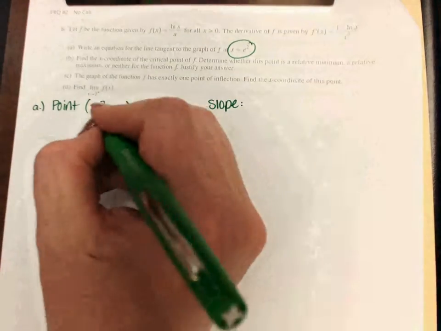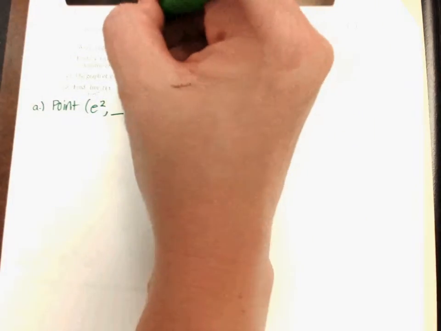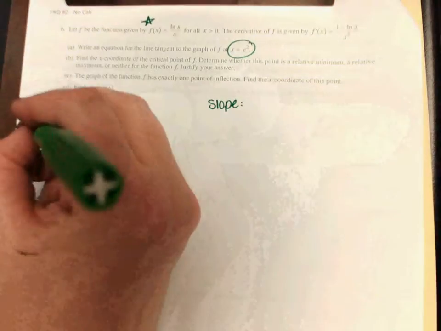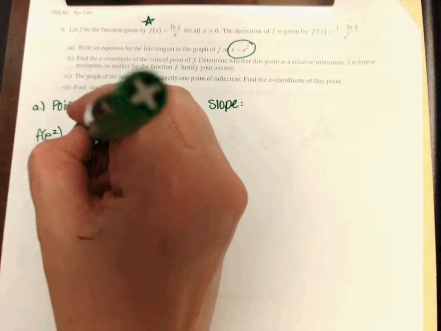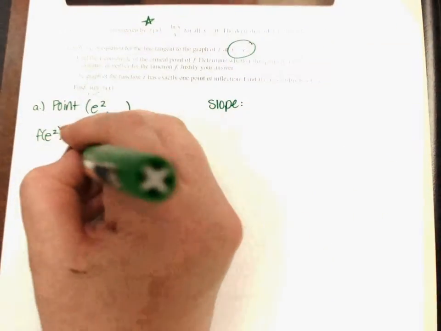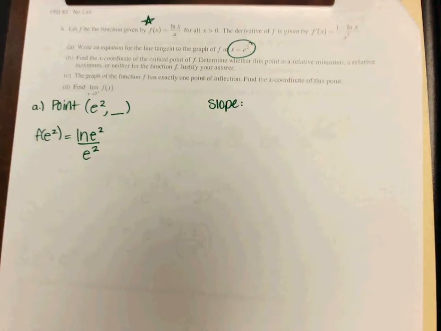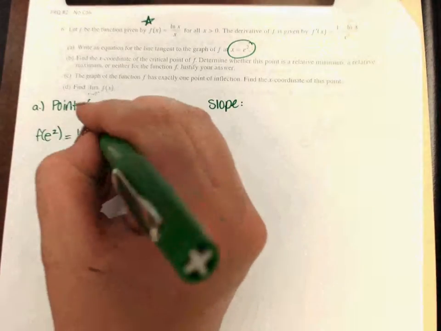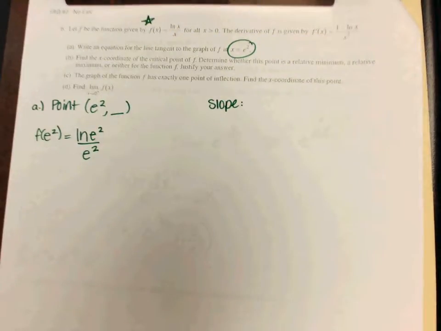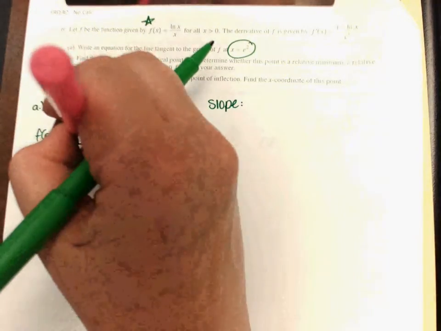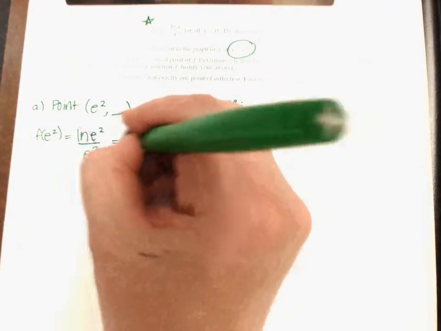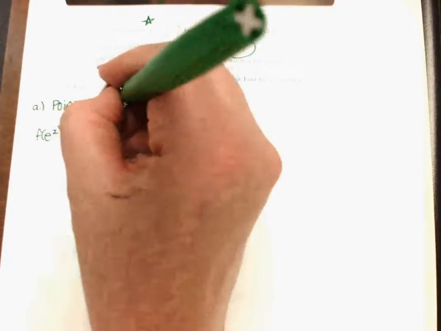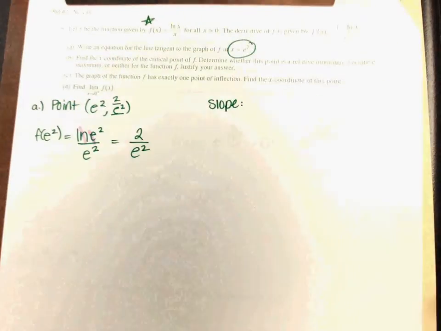So I'm going to take my e squared, I'm going to plug into the original. So f of e squared is going to be the ln of e squared over e squared. Now, you can leave it like that if you want to, but we just covered this, so we know that ln and e cross out. So really, this is just 2 over e squared. Then I need my slope.